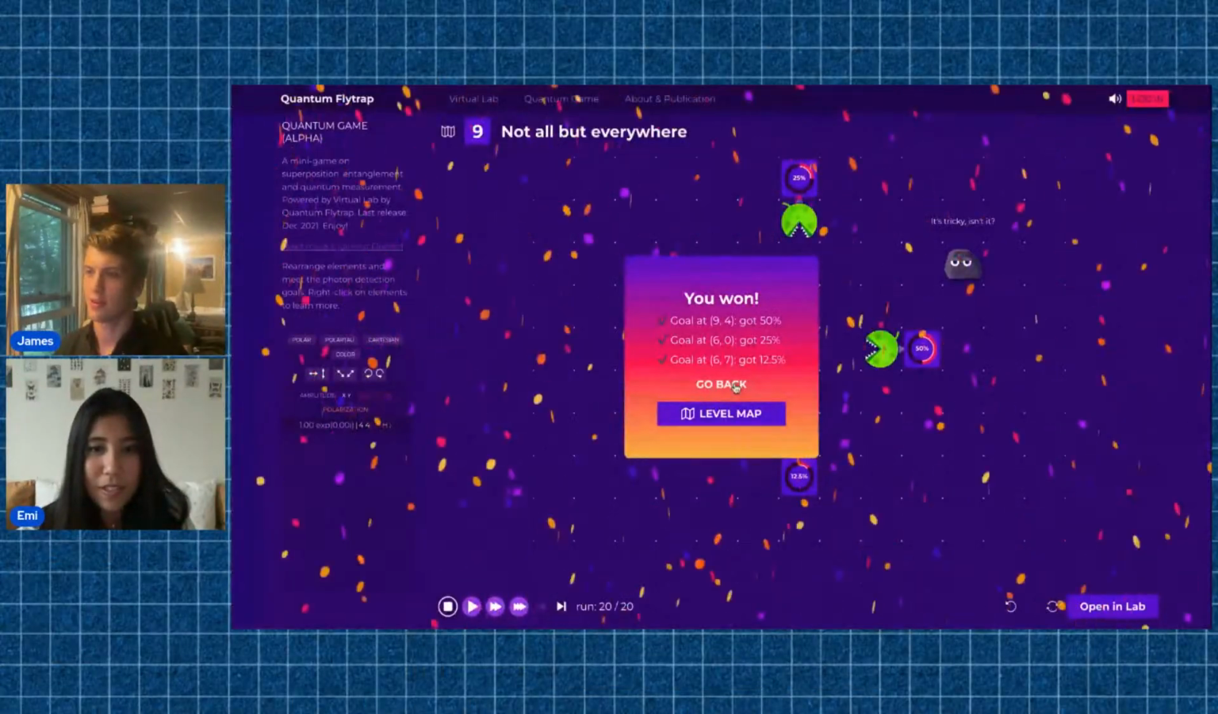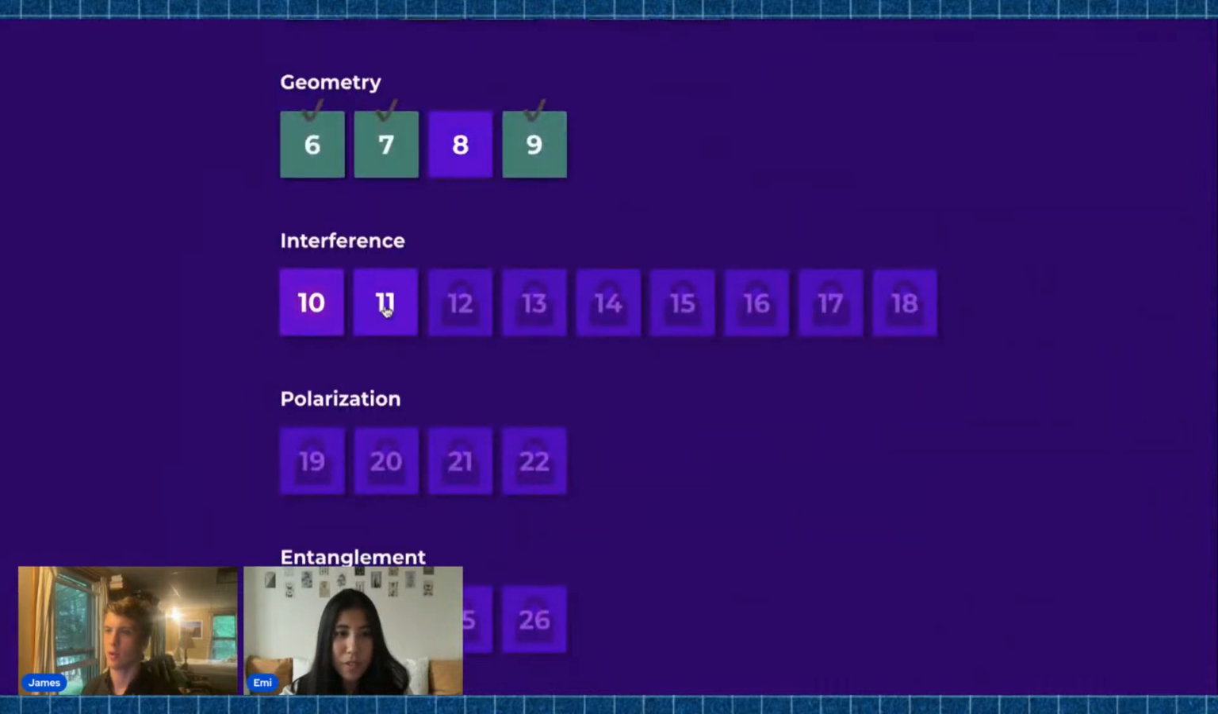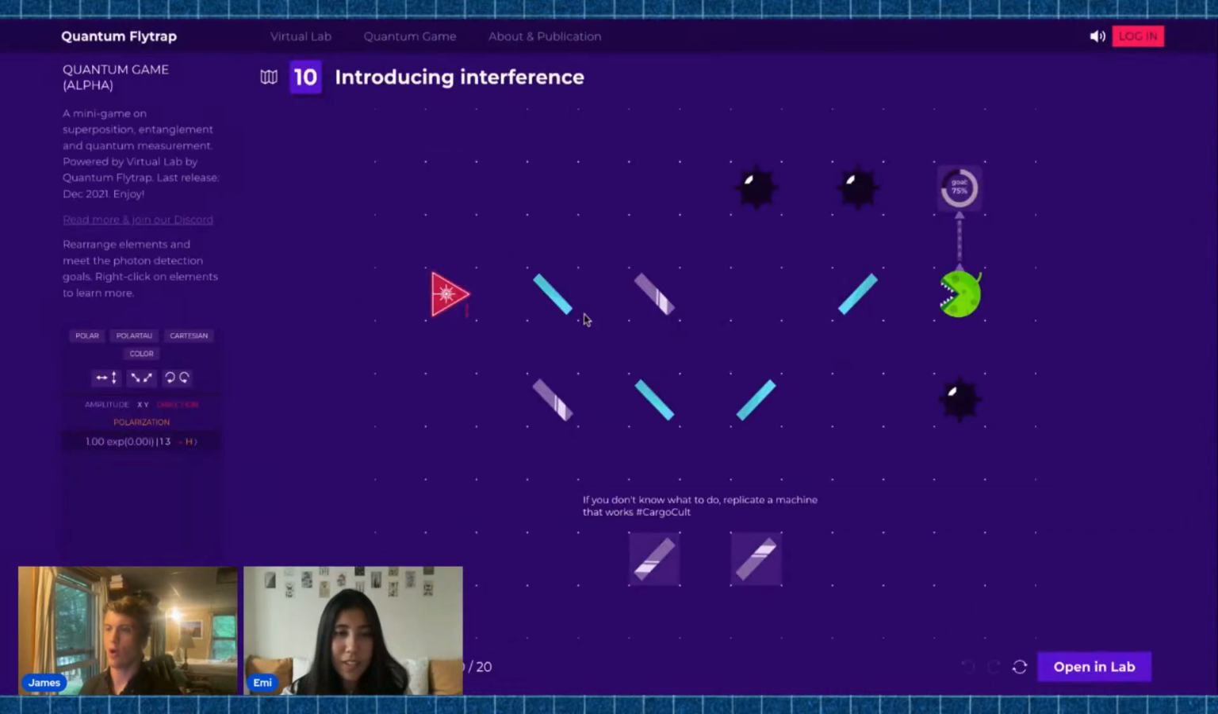Let's see. I'm just going to open it up. There we go. Okay, so let's go back to our level map. We've got 10 and 11 unlocked. Oh, we're past geometry now. We're now on quantum interference. So this is introducing interference. Okay, all right, let's figure it out.